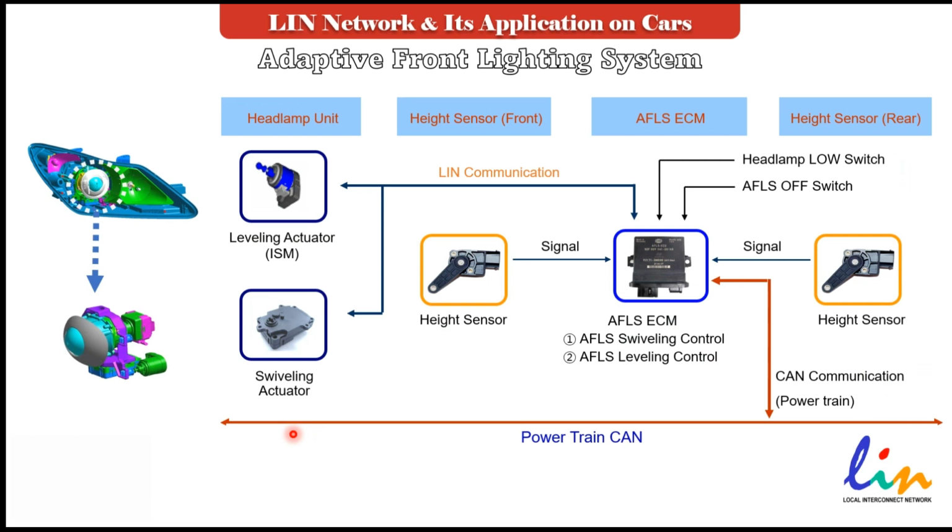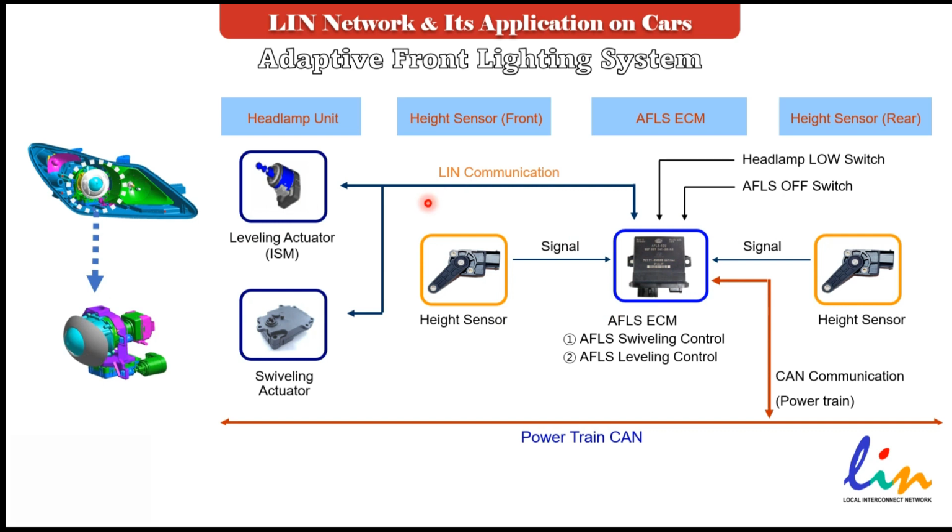And the last one for this video is the adaptive front lighting system, or AFLS. On this system as well, as you see, we have some actuators in the front lighting system for leveling the headlight, or adjusting the headlight when you're cornering. For this one, you have one control unit, some sensors to detect the vehicle height, and the actuator. In this system, the control module is communicating with the actuators using the LIN network.